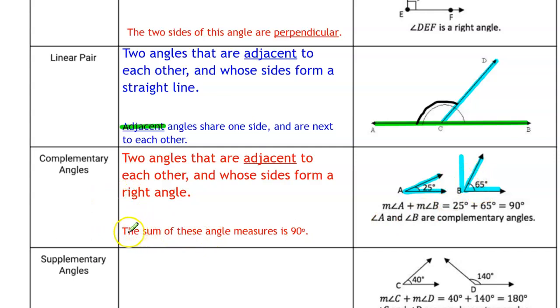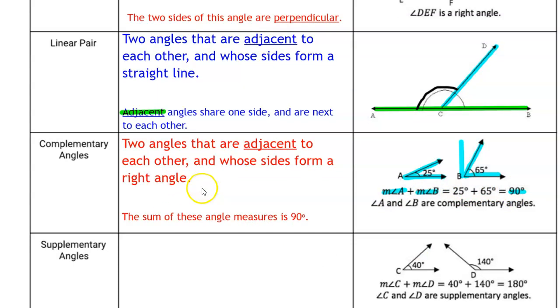Incidentally, the equation that we're going to be using is the sum of the angle measures being 90. In other words, the measure of one angle plus the measure of another angle is equal to 90 degrees. I'm going to walk you through how that's supposed to look.